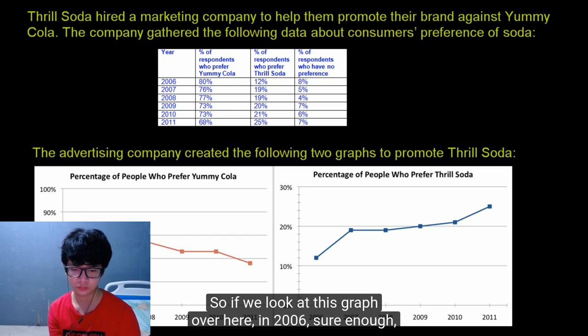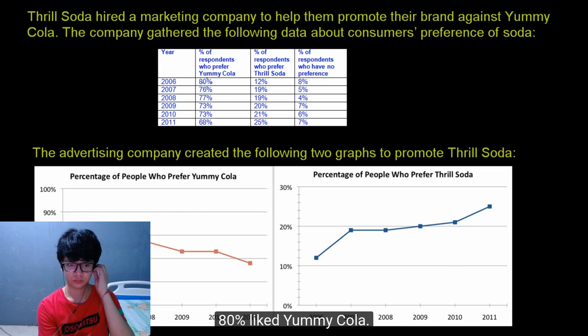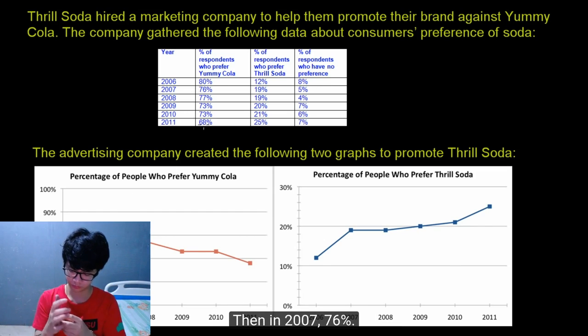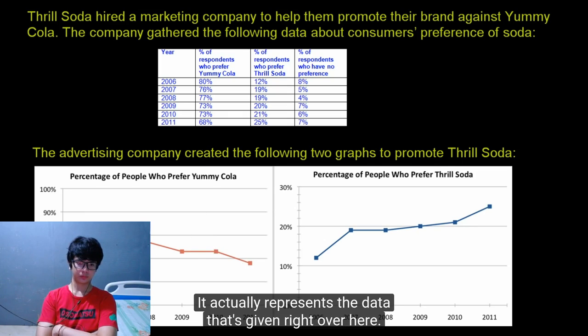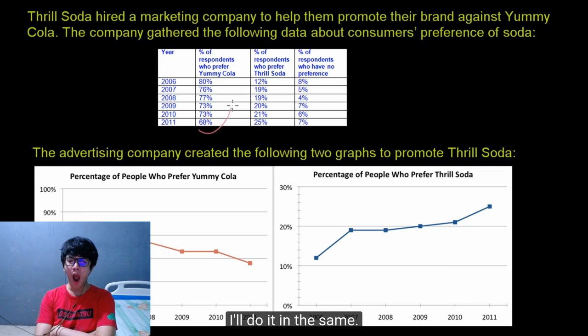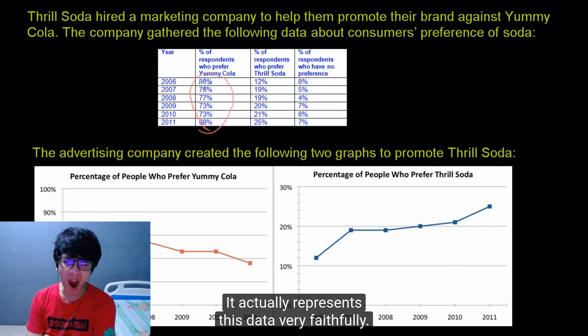So if we look at this graph over here, in 2006, sure enough, 80% liked Yummy Cola. Then 2007, 76%. Then it keeps going, then 77%, then 73%, then 73%, then 68%. So this is actually accurate data. It actually represents the data that's given right over here. It actually represents this data very faithfully.